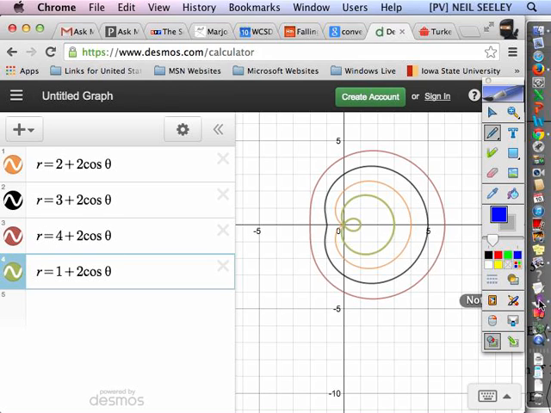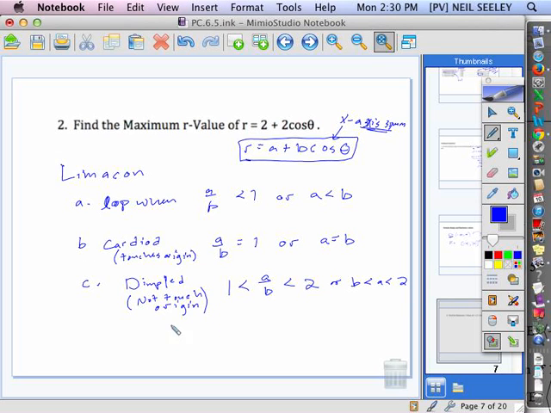Because a dimpled limacon becomes a convex limacon when the A to B ratio gets to 2. And I'll show you that right now. Check this out. So convex is just a breakpoint.